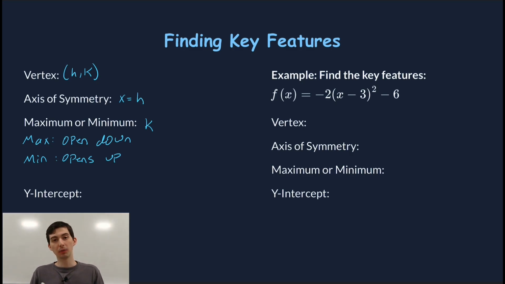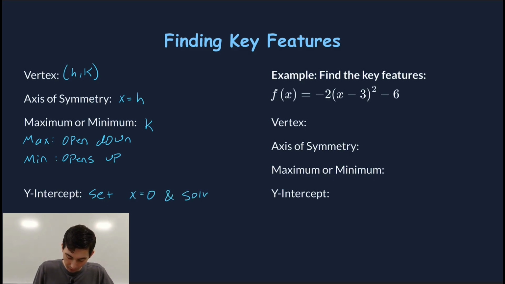Then the y-intercept is the only thing that we're going to have to do a little math for. For the y-intercept, we're just going to set x equal to 0 and solve. Our y-intercepts fall on the y-axis, so it's wherever our x is equal to 0. So we just have to set x equal to 0 in our equation, and then we can easily find our y-intercept. So let's try this example here.